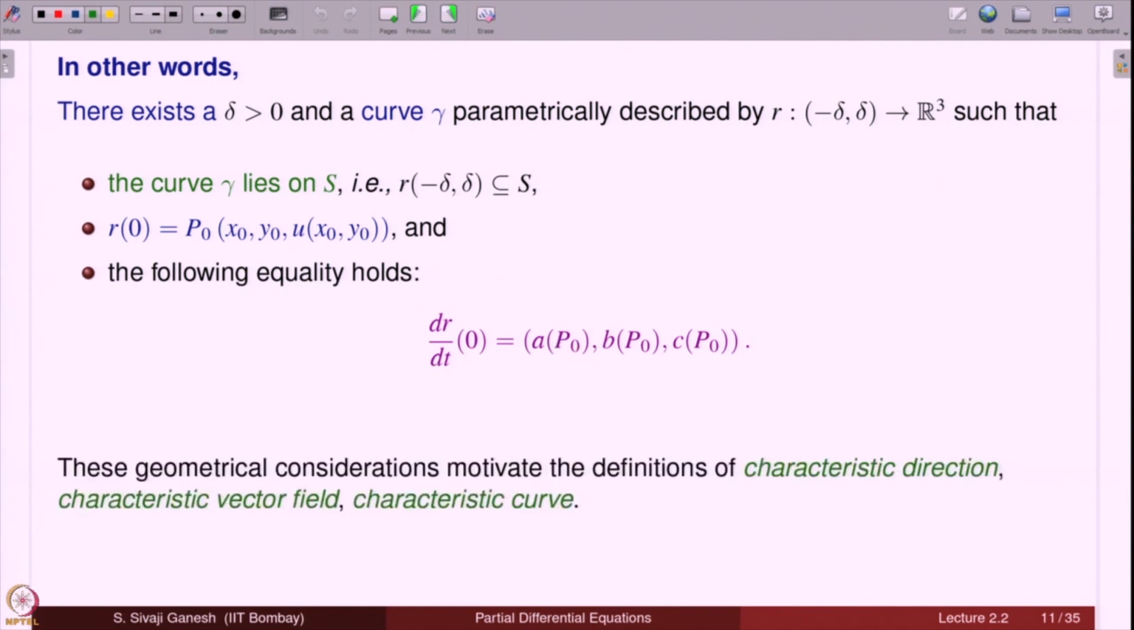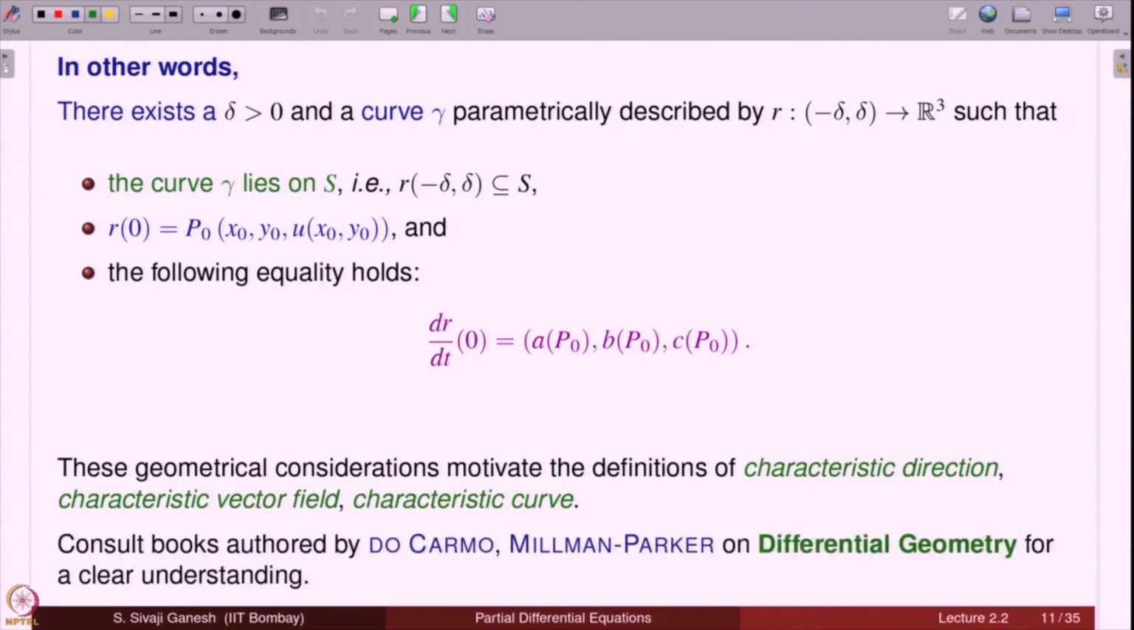These geometrical considerations motivate definitions of characteristic direction, characteristic vector field and characteristic curve. For a clear understanding of these geometrical objects, you may consult books on differential geometry written by DoCarmo, or another book by Millman and Parker, where these are very clearly explained.